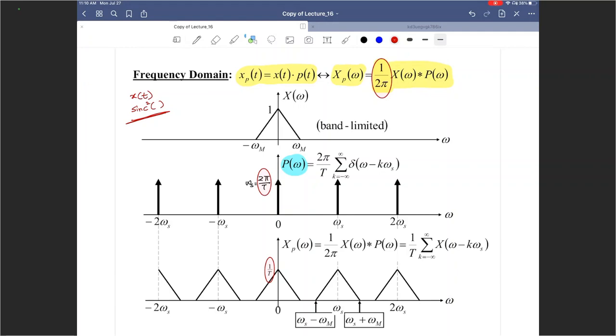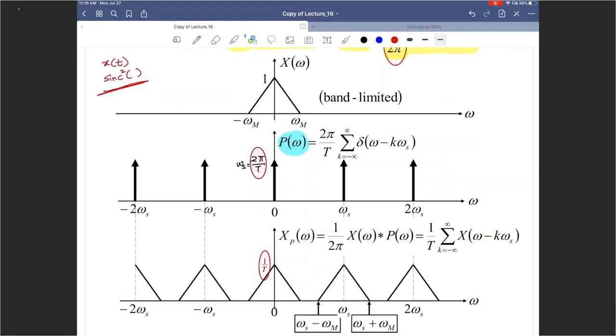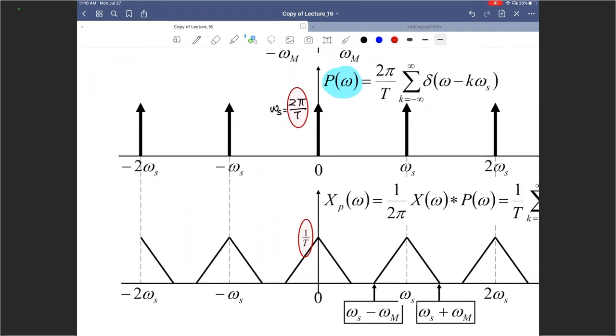Now the question is, what are we after here? Why are we doing this analysis? We are doing this analysis because we are after a certain frequency range and we don't want that to overlap.